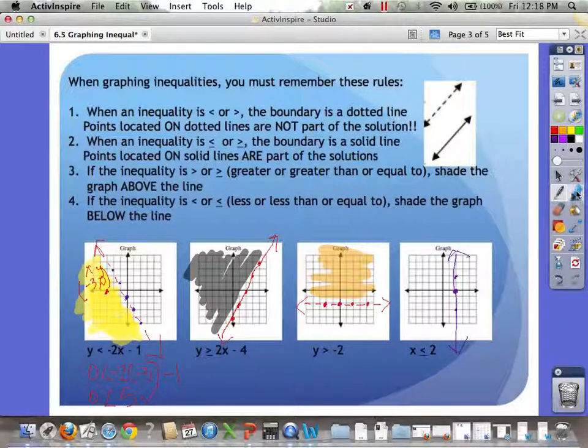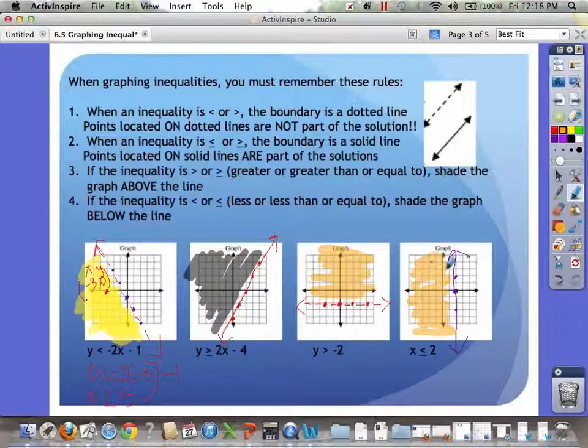All right, so if you think about it, which way would that shade? On a number line, if this is your x and this is your number line, all the numbers less than 2 are going to go this way. So when you have an x is something line, a vertical line, it's going to go left or right. But just think of the numbers on the number line. Which numbers are less than 2? That's the ones over here.